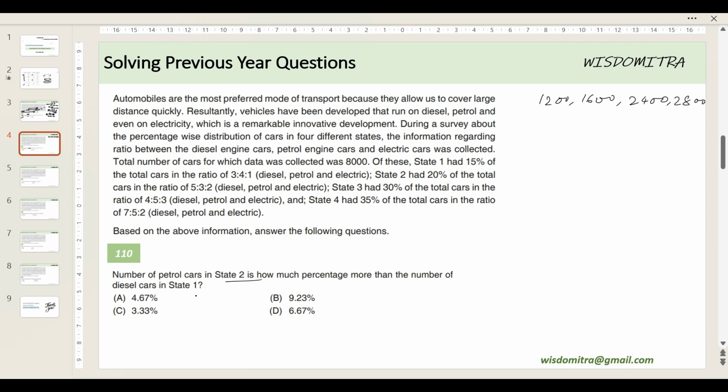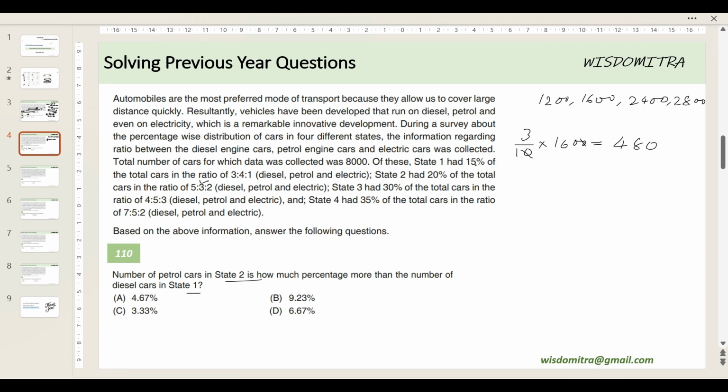Okay. And now the second question is that the number of petrol cars in state 2 is how much percentage more than the number of diesel cars in state 1? State 2 petrol cars, which is 3 out of, again, 5 plus 3 plus 2, which is 10. So 3 out of 10 of cars are petrol cars in state 2. State 2 has how many cars in total? 1600. What's the total number of petrol cars in state 2? 16 ones, 16 twos are 32, 16 threes are 48. 480.